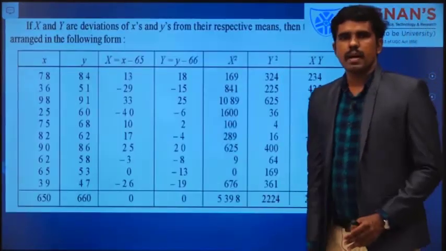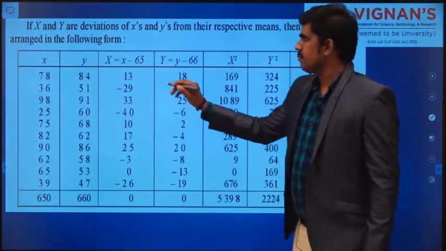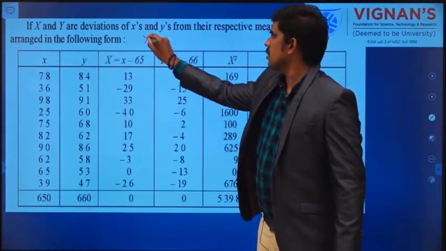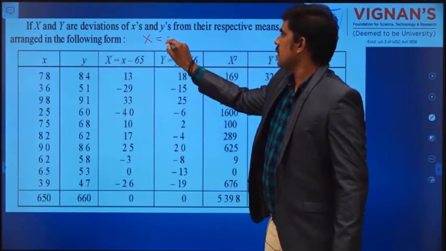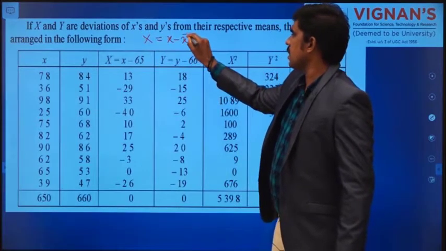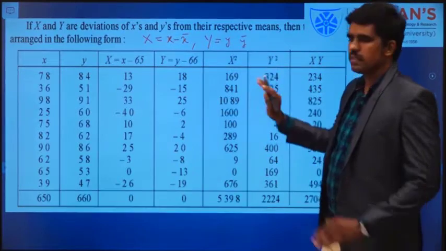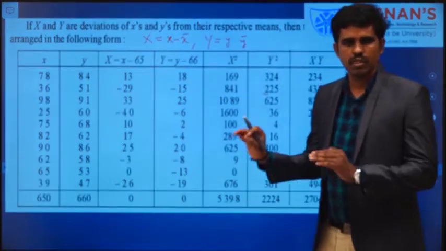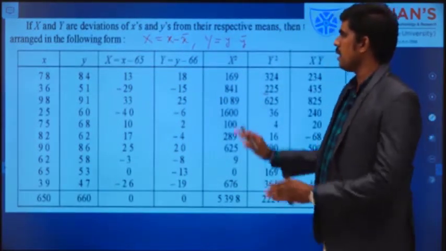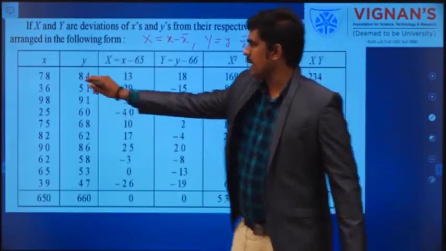By using that x bar and y bar, we are going to find new values, capital X. What is capital X? X minus x bar. What is capital Y? Y minus y bar. That is there in the formula, right? That is the original formula, x minus x bar and y minus y bar. So this is the given data.